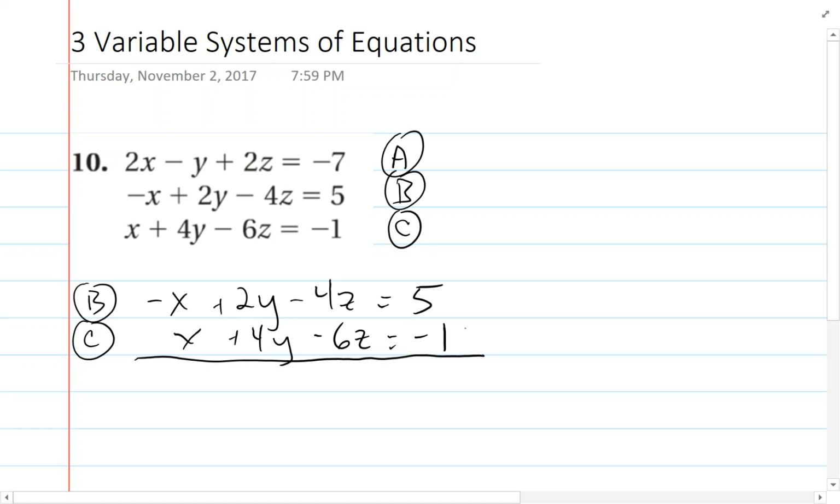By adding these together, because they're opposites, we've intentionally set that up so that the x's eliminate, and now I have 6y minus 10z is equal to 4.